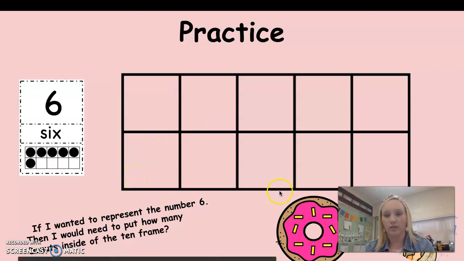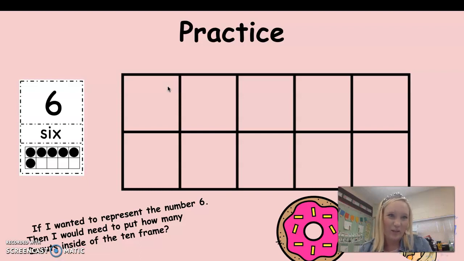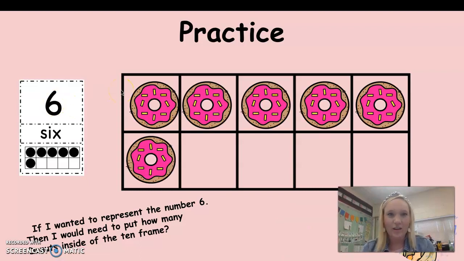We're going to use these cute little donuts here, but how do you think we would have to use these donuts to represent a number? By filling in how many squares? 6. So if I want to represent the number 6, then all I have to do is put 6 donuts in. So how many donuts did I put in? Let's see, 1, 2, 3, 4, 5, 6. We just represented the number 6 by using our 10 frame.